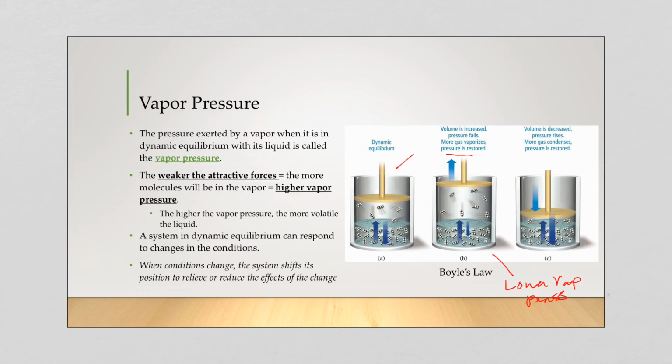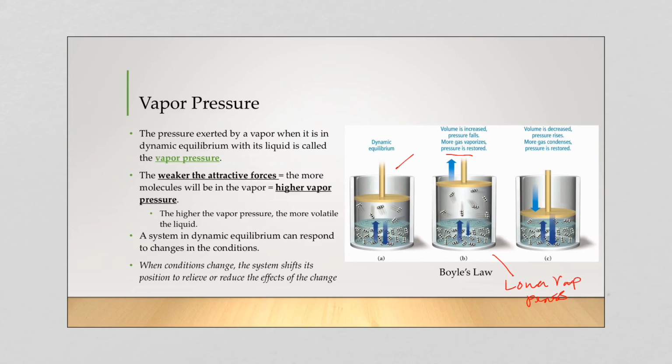And of course, the opposite would occur if I reduce the volume. That would increase the vapor pressure. So what happens? The system tries to reduce it back down by having more condensation occur, taking gas out of the gas phase back into the liquid phase to try to get back to that starting pressure. Right? So this plays back into Boyle's law, right?